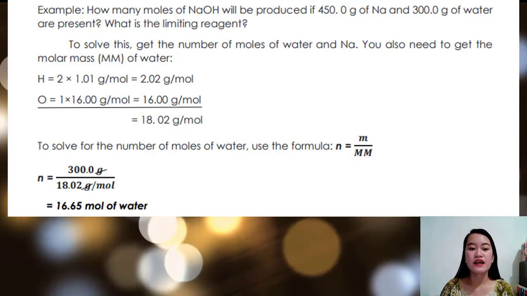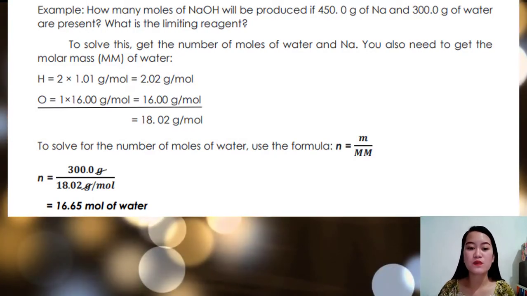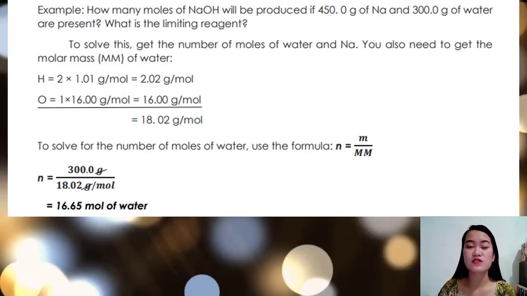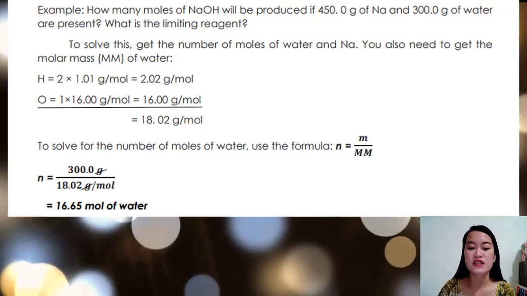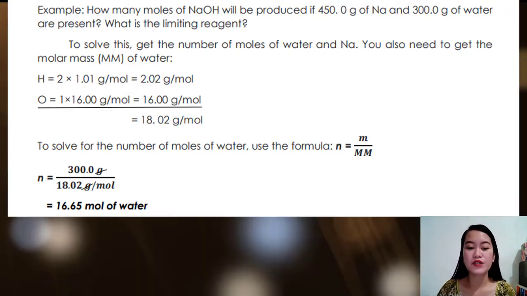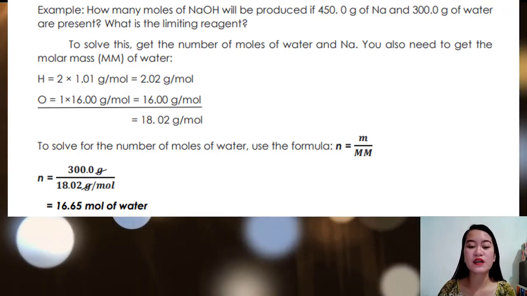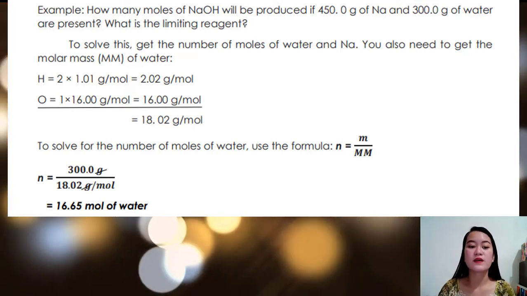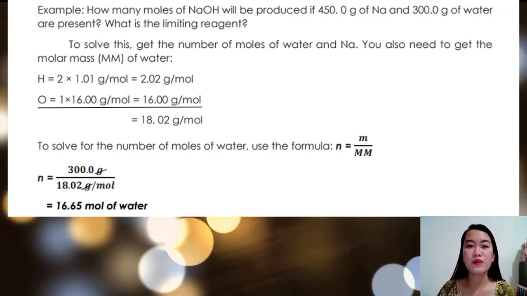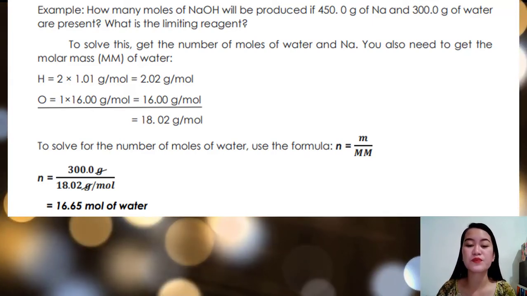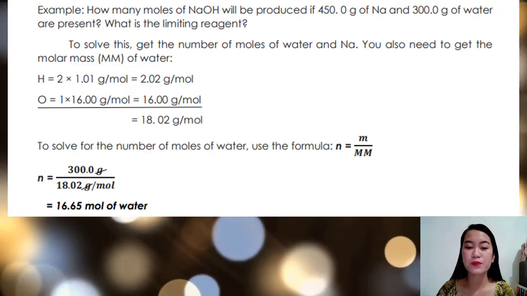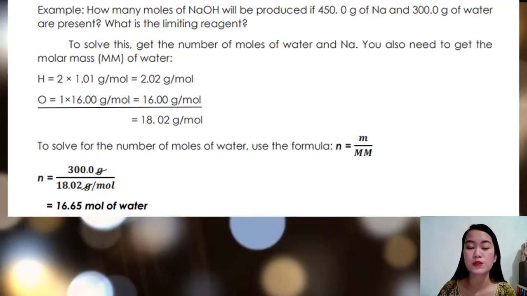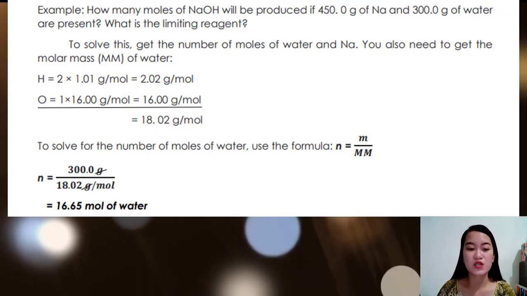Okay, so, to solve for the number of moles of water, class, we need to use the formula n equals m over MM. So yung m po is for the mass of water, and then yung kanyang capital letter M is for the molar mass. Okay, so, ang given kanina, how many moles of NaOH will be produced if 450.0 gram of Na and 300.0 gram of water are present. Okay? So, yun yung tanong.